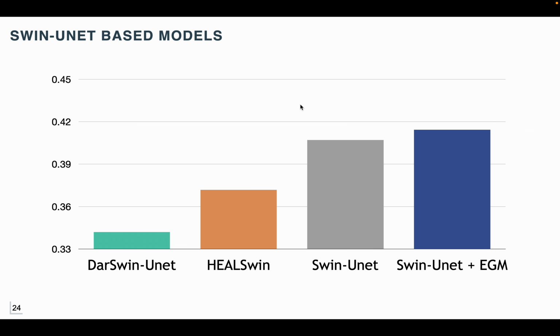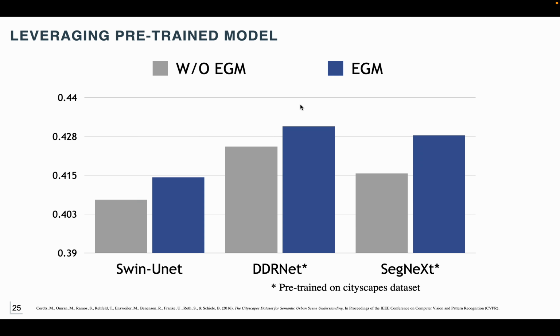We compare with a Swin-based model on absolute performance. As you can see, EGM performs better than any distortion-aware network. We also show that we can leverage pre-trained models when we use convolutional networks like DDRNet and Cygnus pre-trained on the Cityscapes dataset. As you can see, EGM performs better, and we can leverage large pre-trained models as well. Thank you.